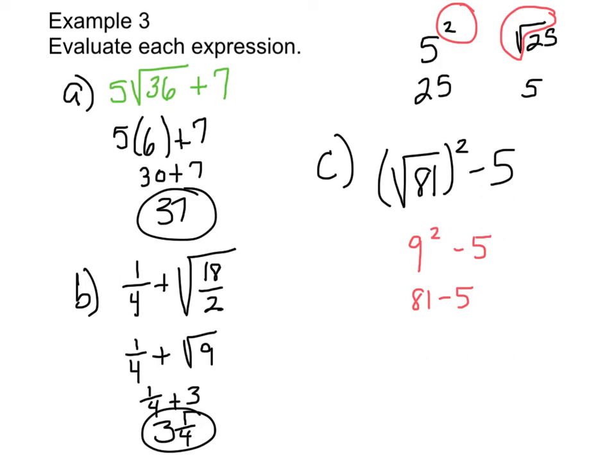So this is a key concept. I mean, this is something you have to know. Squaring something and square rooting it are completely opposites, like our addition and subtraction, multiplication and division. They cancel each other out. So if you see the square root of something that's being squared, you can just take the 81 and bring it right on down. So now you take 81 minus 5, and that will give me an answer of 76.